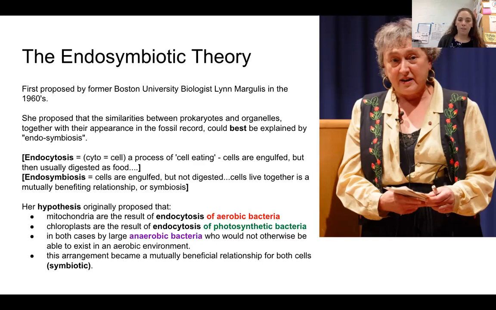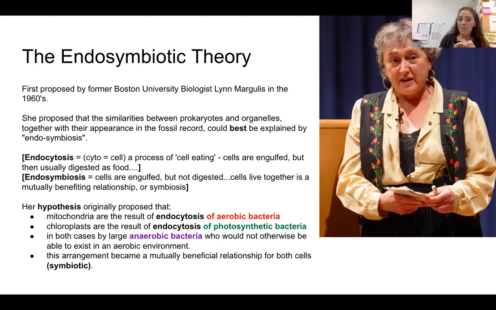Chloroplasts are the result of endocytosis of photosynthetic bacteria, and in both cases, the endocytosis, we will refer to it as cell eating. In both cases, they were taken in by a larger anaerobic bacteria who would not otherwise be able to exist in an aerobic environment. And she proposed that the arrangement became mutually beneficial for both cells.